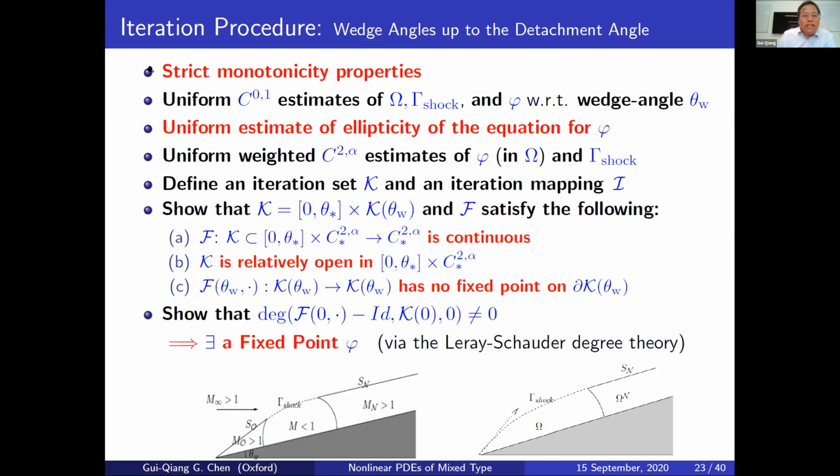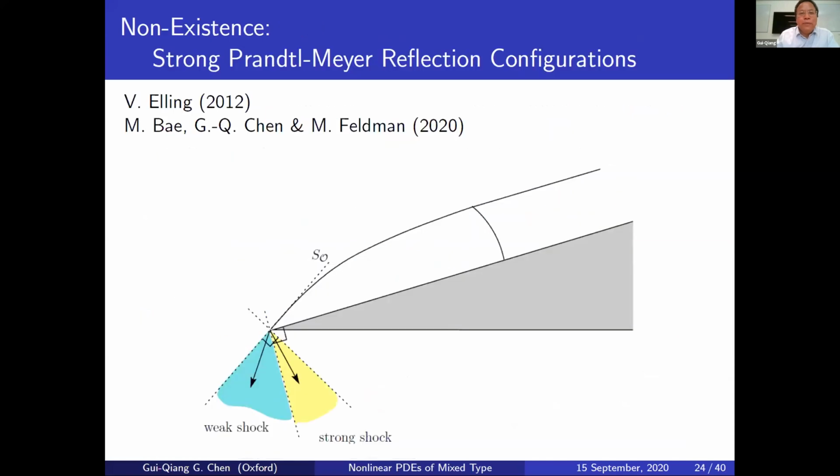Now, based on this a priori estimate, we design the iteration set and the iteration map such that they satisfy the three properties. This has to be checked carefully. Then we check the degree at the beginning. Eventually we can use the Leray-Schauder degree theorem, starting from a small angle to the detachment angle. So this is just some ideas to handle that. I don't have time to explain it.